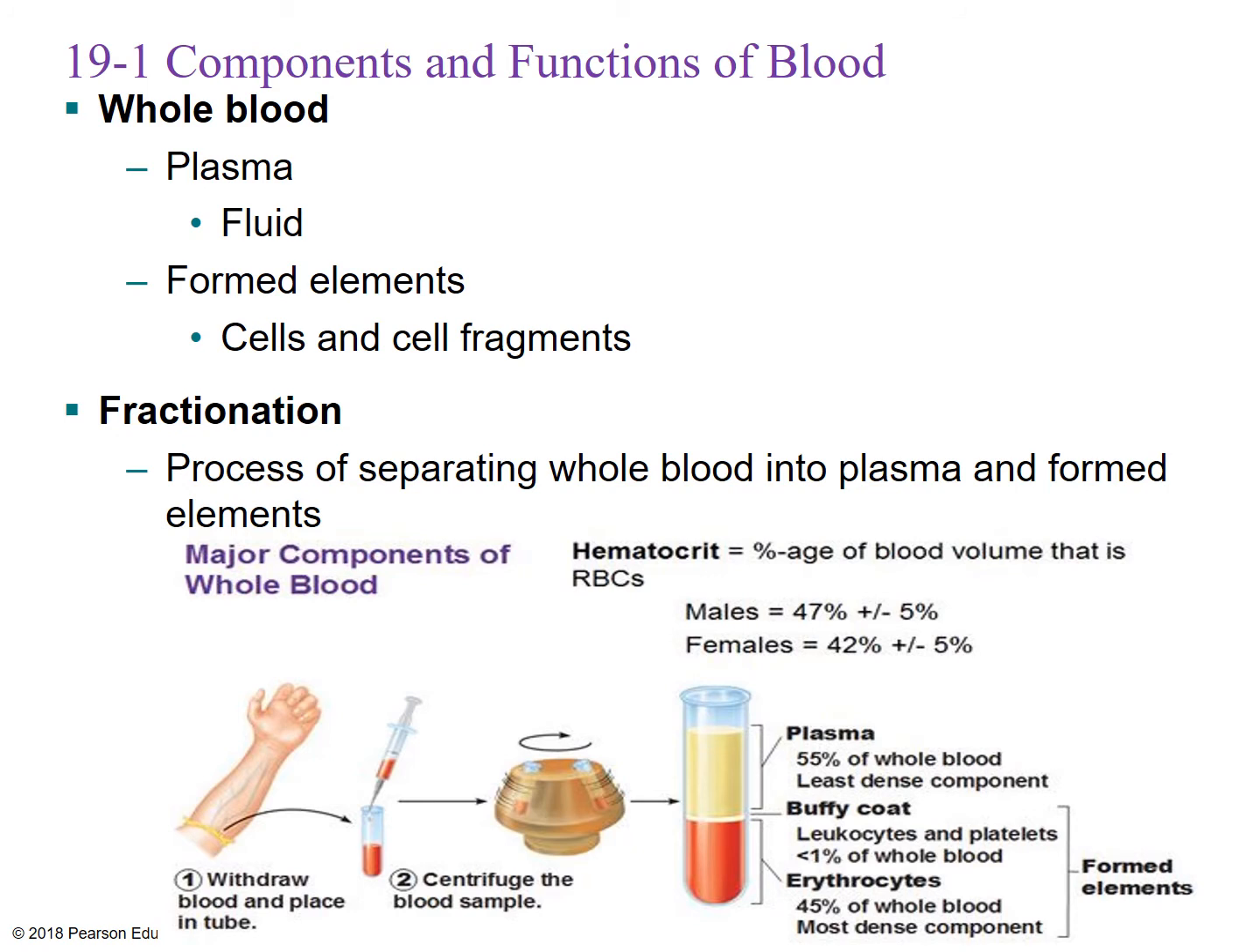Altogether, we will call the buffy coat with the erythrocytes the portion that has the formed elements in it, because that's made up of the cells and then the cell fragments. Whenever you're looking at hematocrit, hematocrit is the percentage of blood volume that is actually red blood cells. So males is going to be about 47%, females about 42%, both of those plus or minus 5%, when we're looking at that red blood cell percentage for your blood volume.